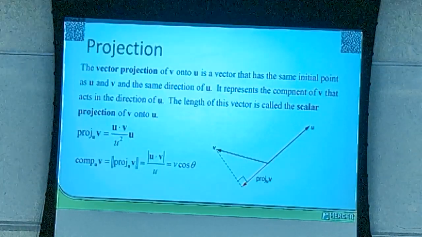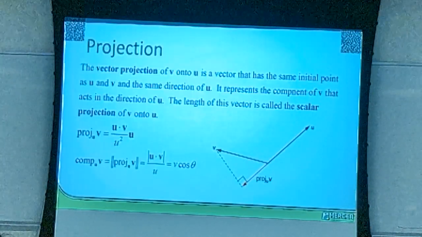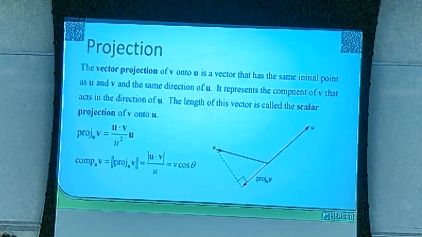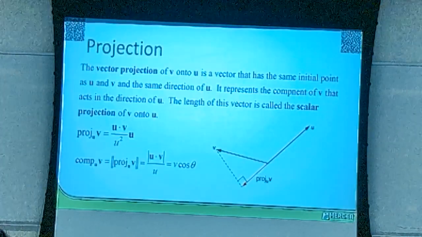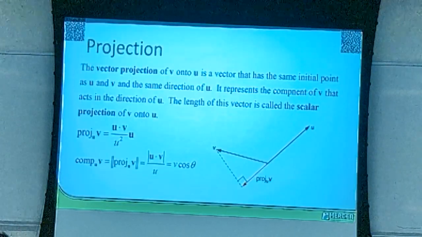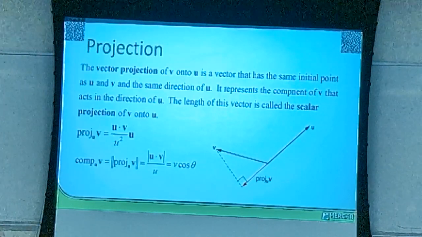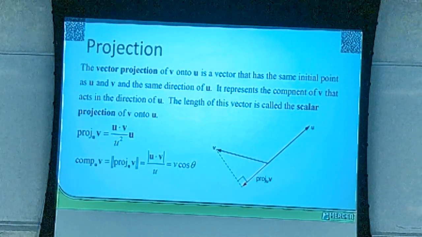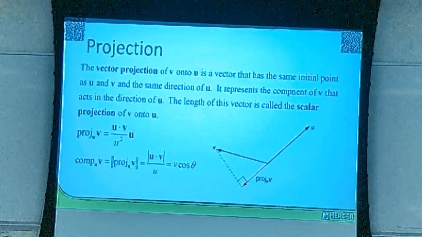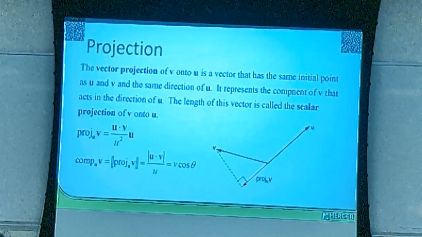What's comp? Yeah, I was curious. That is component, to represent the scalar projection. Because you can always decompose a vector into what's known as a parallel component to a vector and a perpendicular component to a vector. So that's where the comp comes from. It's the component of V in the U direction.